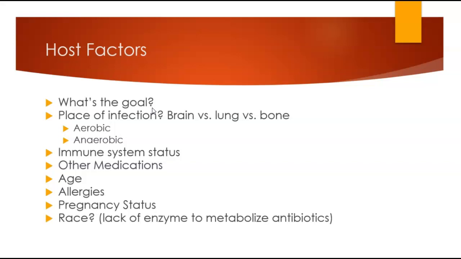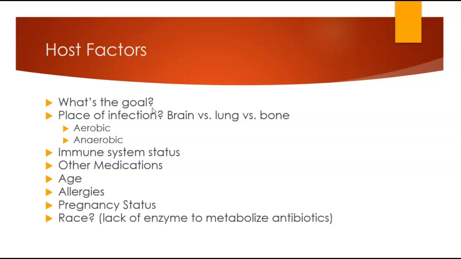You also want to look at the place of infection. And we talked about this a little bit earlier, aerobic and anaerobic. So is it the brain versus the lung versus the bone? How well an organ is perfused with blood will also determine how long we have to give an antibiotic. For instance, a bone infection, like an osteomyelitis, that patient will probably have to be on IV antibiotics for at least a week or two, could be even longer, and then possibly on oral antibiotics then for many weeks after that. So we have to look at that and see.